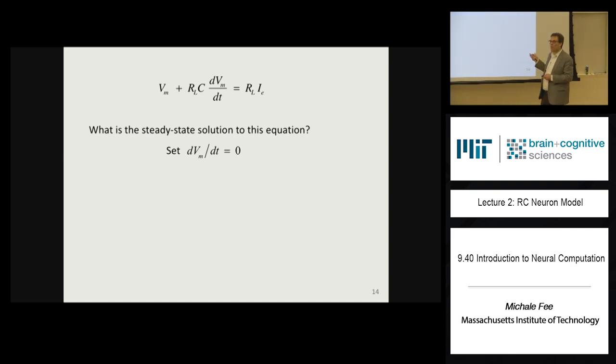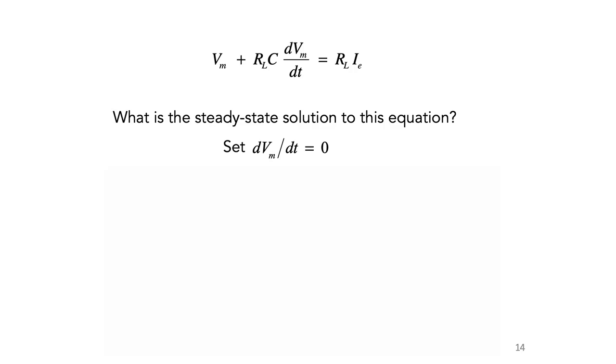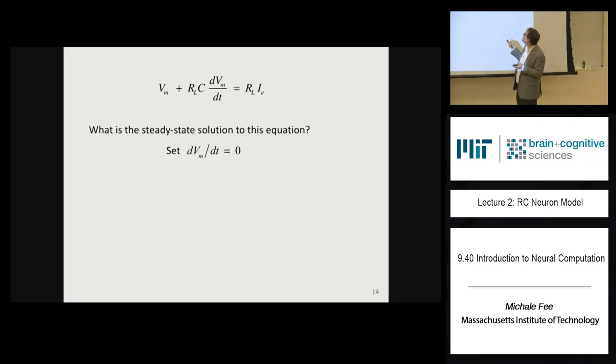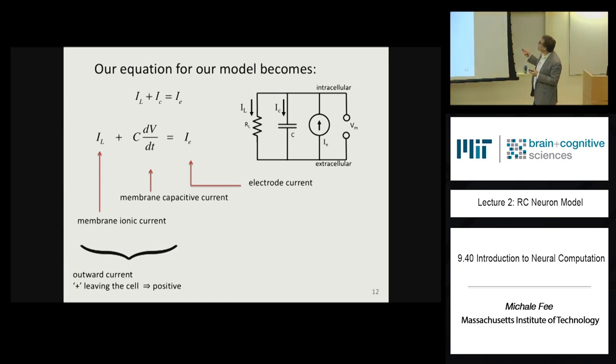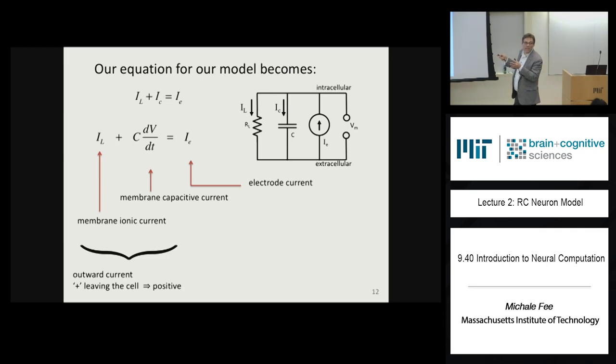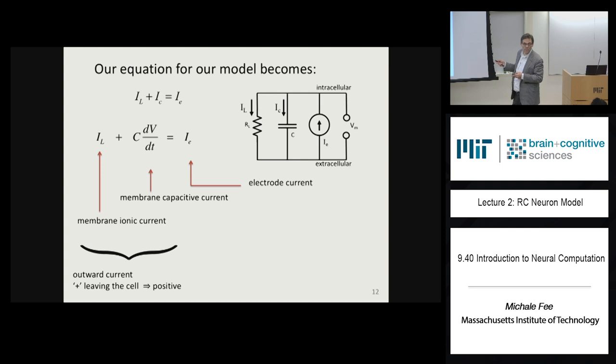Good. So you inject some current. We're going to hold the current constant, let's say. We put some current in and we hold it constant. The voltage will change, and eventually things will settle down, and the dV/dt will go to 0. At that point, we know the voltage. It's just RL times IE. What is that? Voltage equals resistance times current. That's Ohm's law. When we inject current, a bunch of stuff happens, and when the dust settles, the voltage difference is just the injected current times resistance. Does that make sense? Yes.